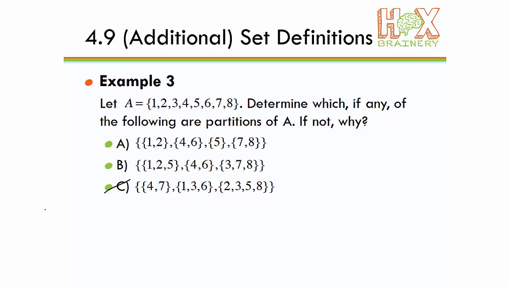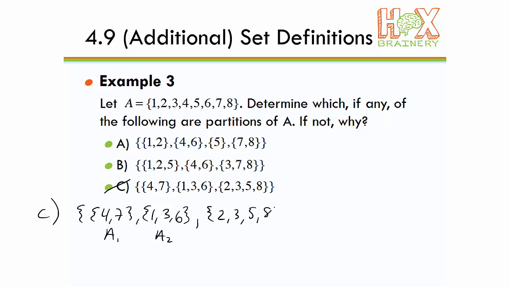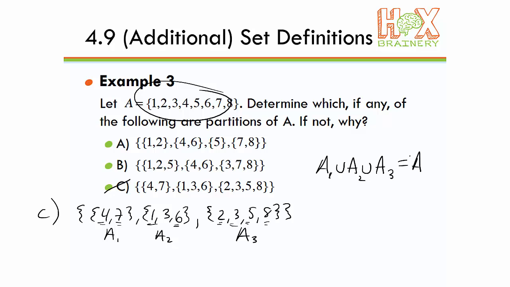All right, last one like this, part C. So we have 4 and 7. That can be set A sub 1. Then we have 1, 3, and 6 together. That's A sub 2. And then we have 2, 3, 5, and 8. That can be your A sub 3. Is this a partition of set A? If you do the union, you do have 1, 2, 3, 4, 5, 6, 7, and 8. The union of these three sets would, yes, give you set A. So that first condition is met.